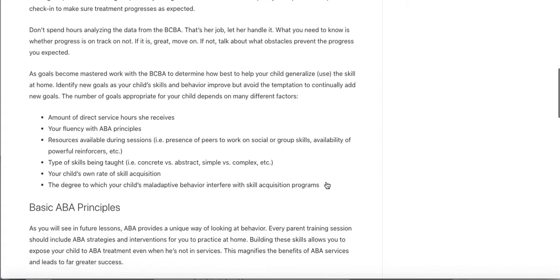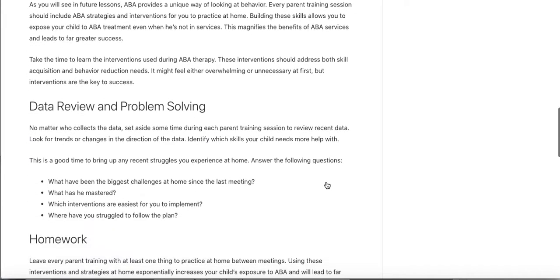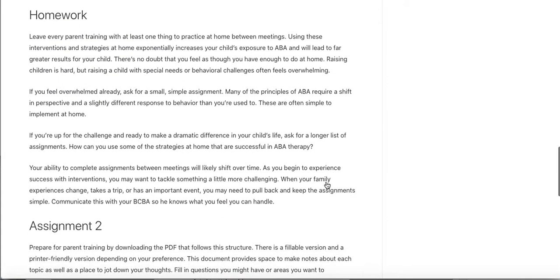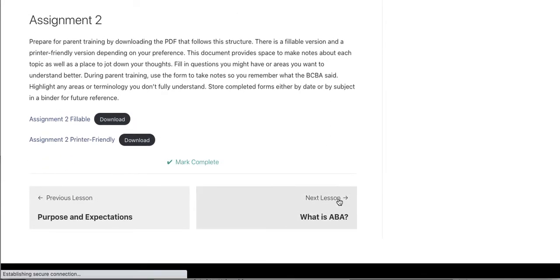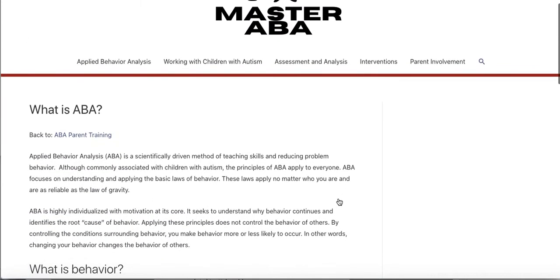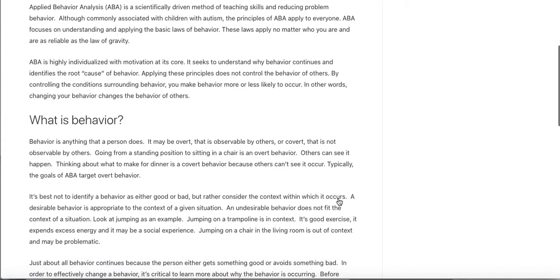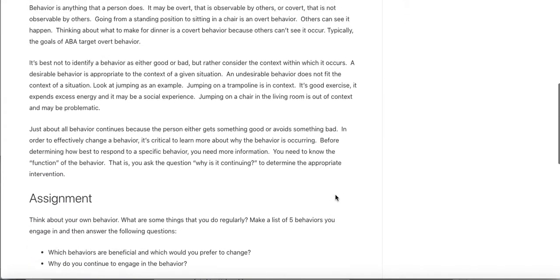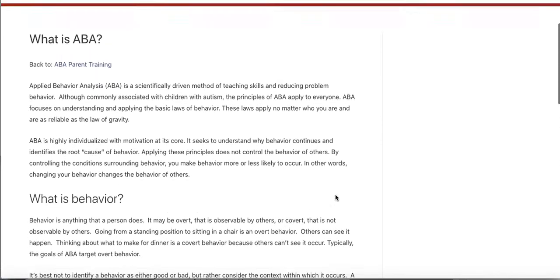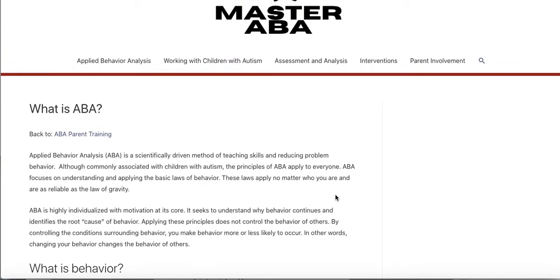So this section covers just some basic information about parent training and why it's important, what their role is in that. But then we get into some of the basics of ABA so that they understand what ABA is and kind of what it's not. It provides you with 16 distinct lessons. Each lesson has a homework assignment associated with it.